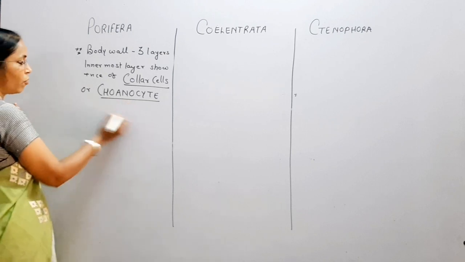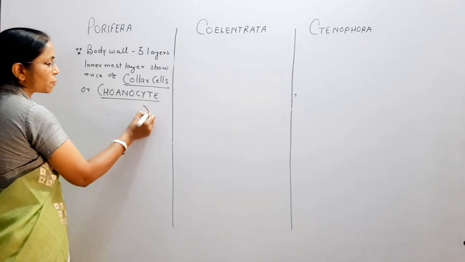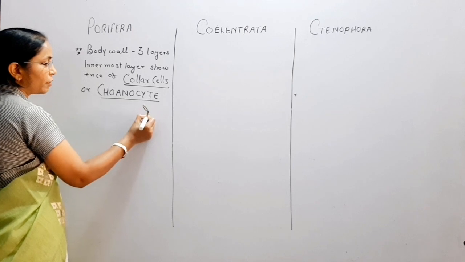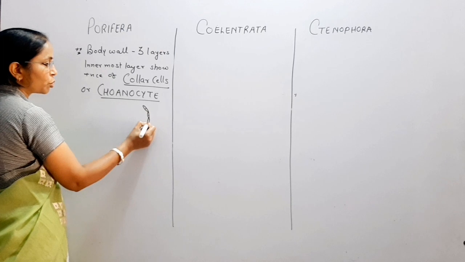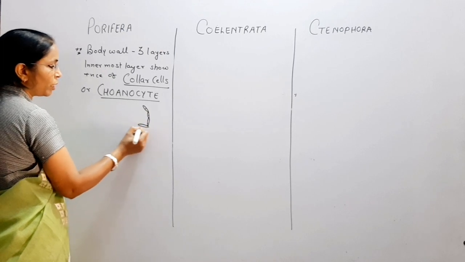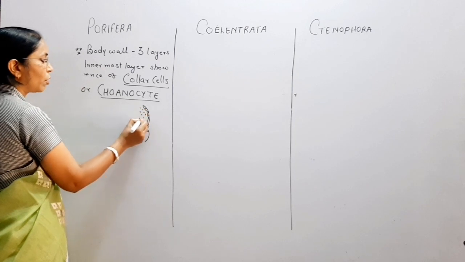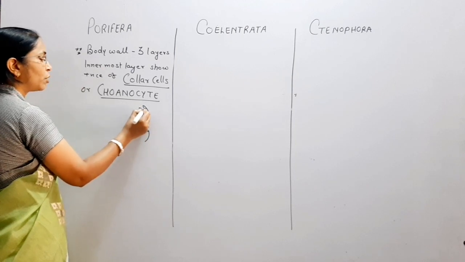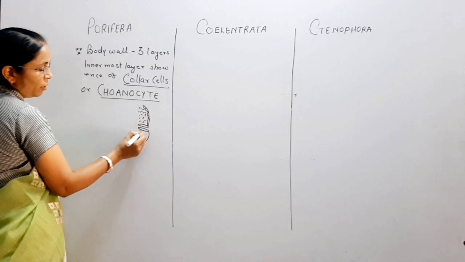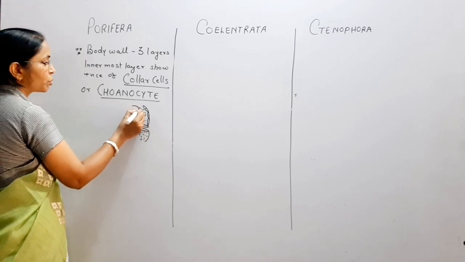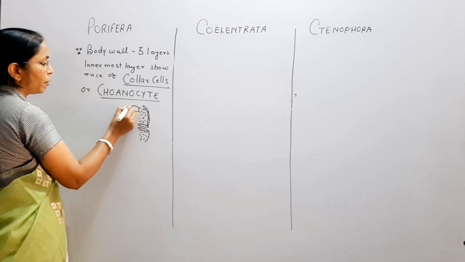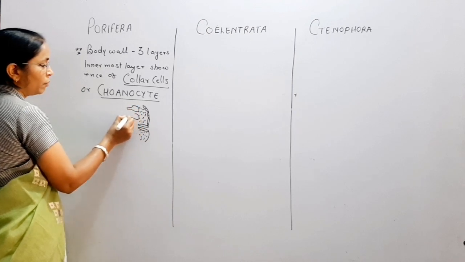These cells are somewhat flask shaped. I have only explained the smallest part here. This is the outermost layer. The pinacoderm also shows porocyte cells, due to which a large number of pores are formed. The central or middle layer is called mesoderm or mesenchyme or mesoglea. And then the innermost layer is made up of flask shaped cells.